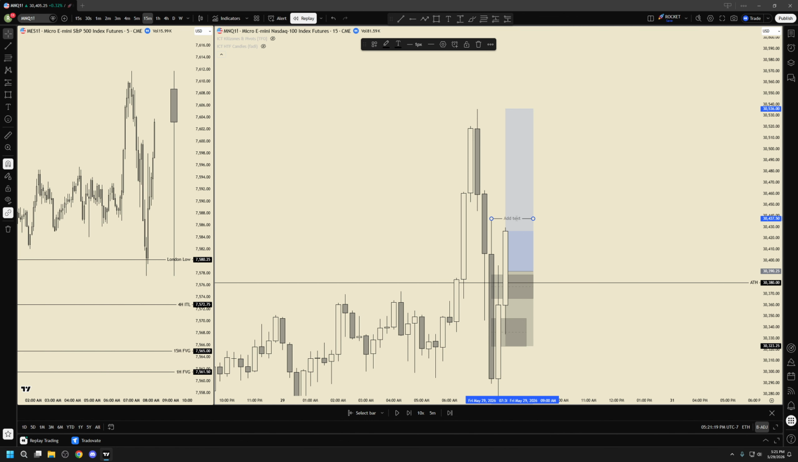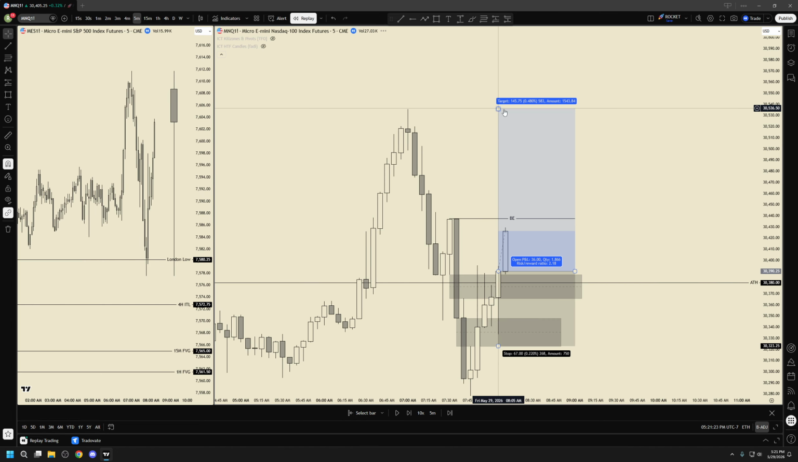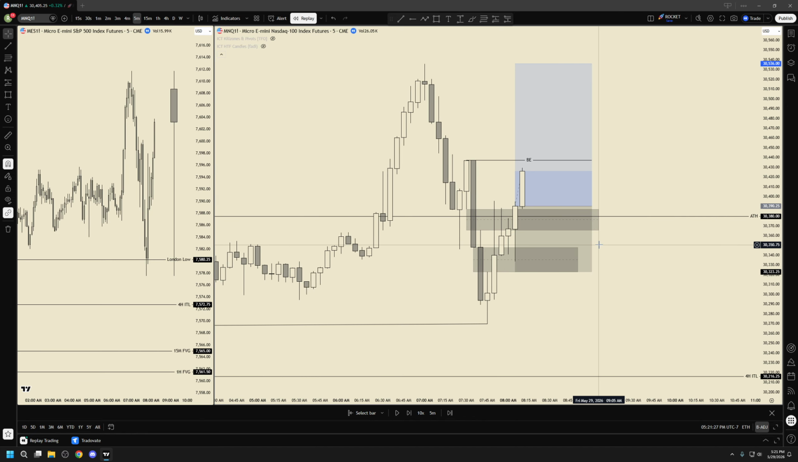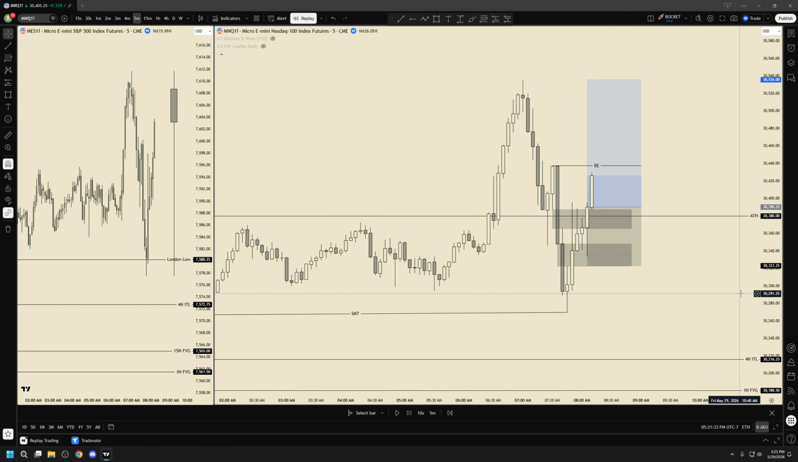My break even was here, right? So once I go right here, then I could let these runners just run all the way up to here. But as you can see, I'll show you right now, I think it just basically went break even. So I was watching on the 5.